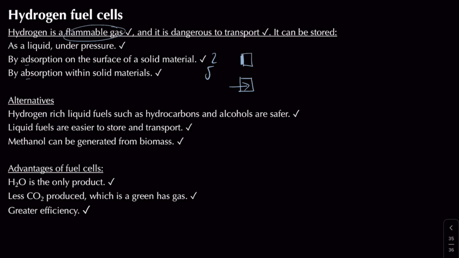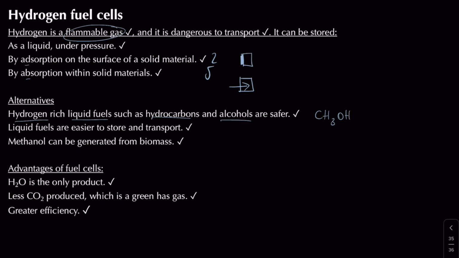Now hydrogen itself, we already know it's very dangerous, and there are alternatives that can be used as well. Think about your hydrogen rich liquid fuels such as hydrocarbons and alcohols. A good example is CH3OH, which reacts in a very similar reaction, but you end up producing carbon dioxide and water instead. That one is not going to be as environmentally friendly as burning hydrogen in a fuel cell. A good thing about most alcohols and hydrocarbons is that generally they're liquids.